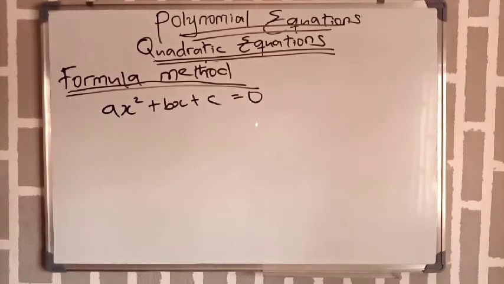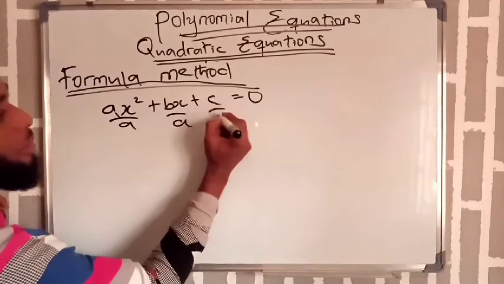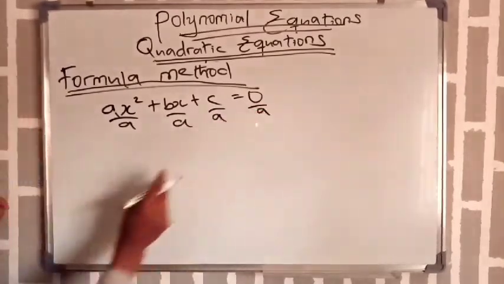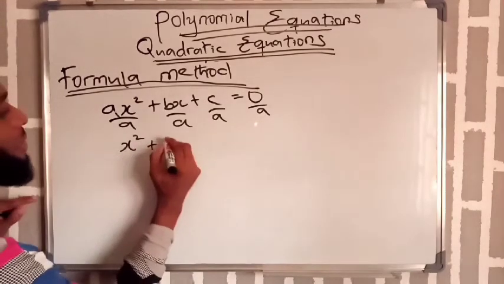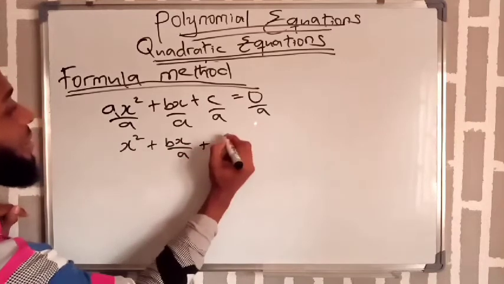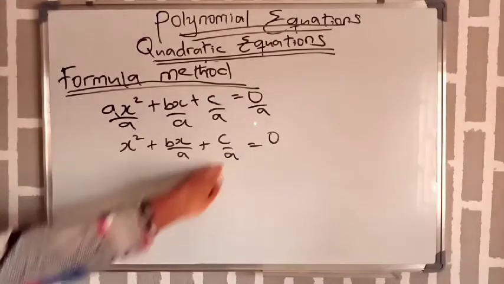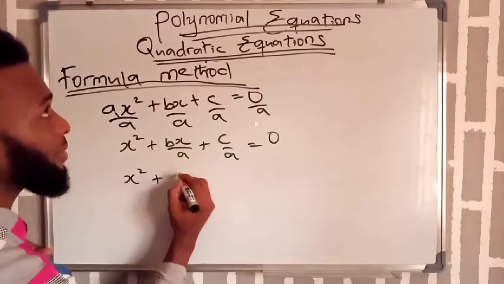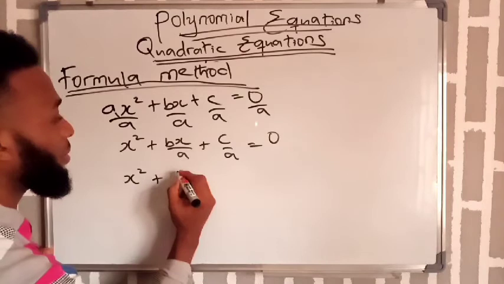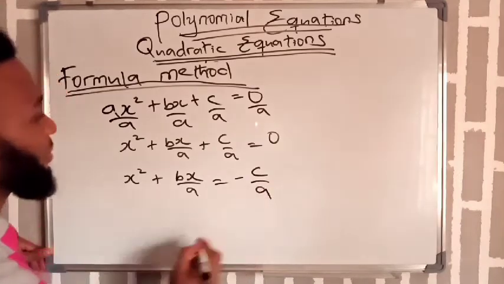So let's solve. Firstly, like I told you in the last one, you have to make sure the coefficient of x squared is 1. So divide both sides firstly by a, dividing all sides by a. So that gives x squared plus bx over a plus c over a is equal to 0. Now the second step is to move this to the other side. So this is x squared plus bx over a is equal to minus c over a.